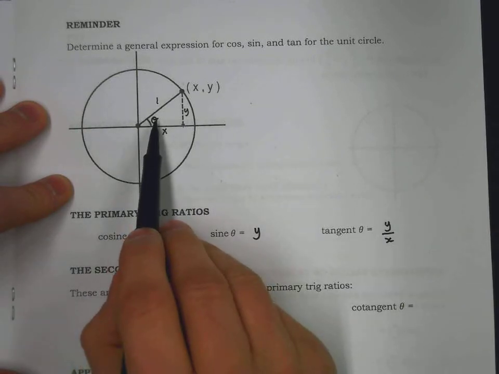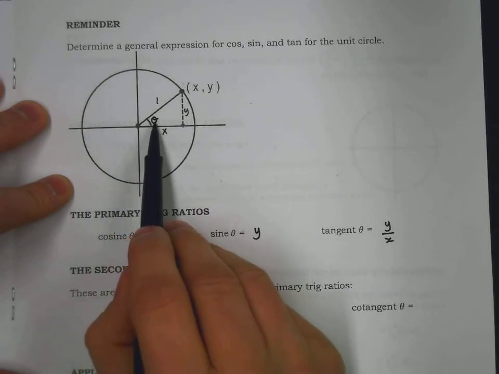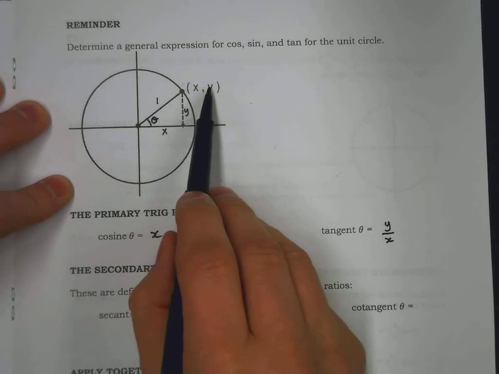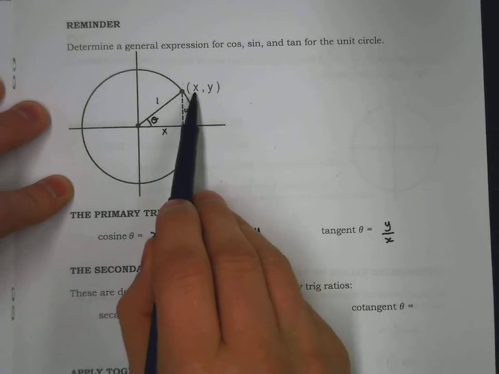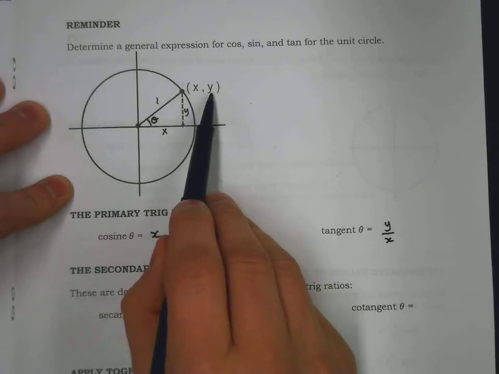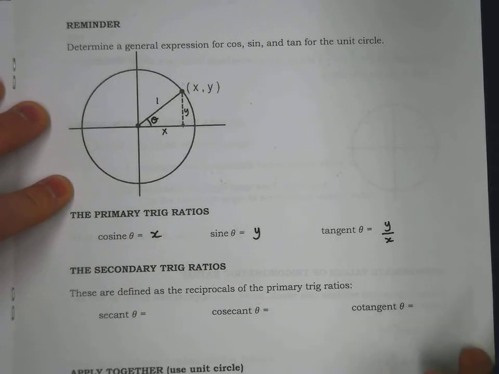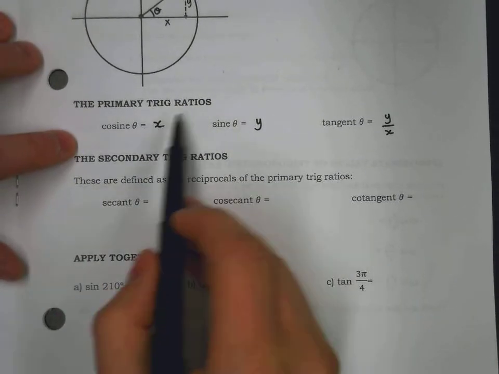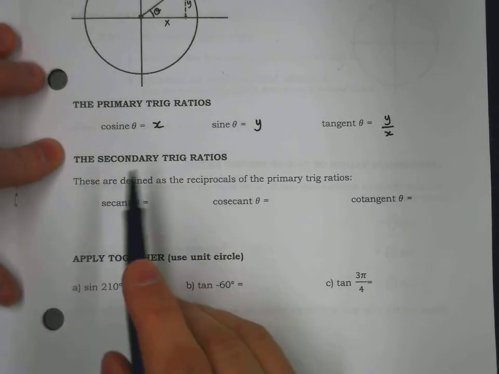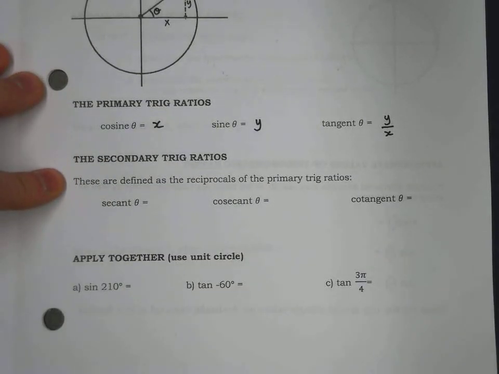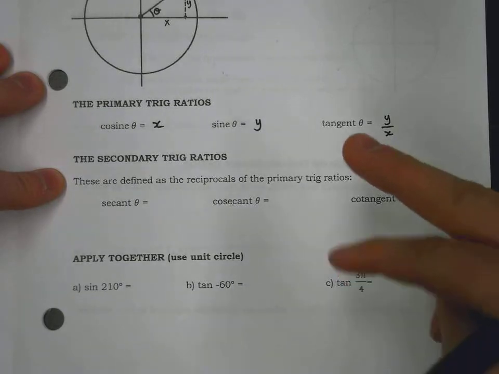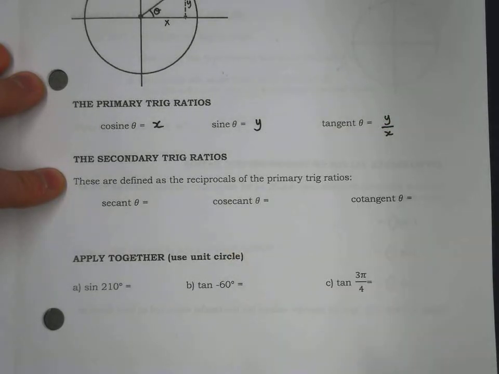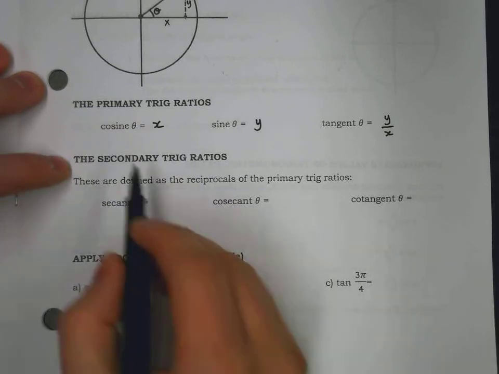So if you know on the unit circle from some angle the x value and the y value, you know what cos of that theta is, and you know what sine of that theta is. We'll apply this in just a moment. There is also not just primary trig ratios, SOHCAHTOA, but there are secondary trig ratios as well, and these are defined as reciprocals, or a flip of the primary trig ratios.